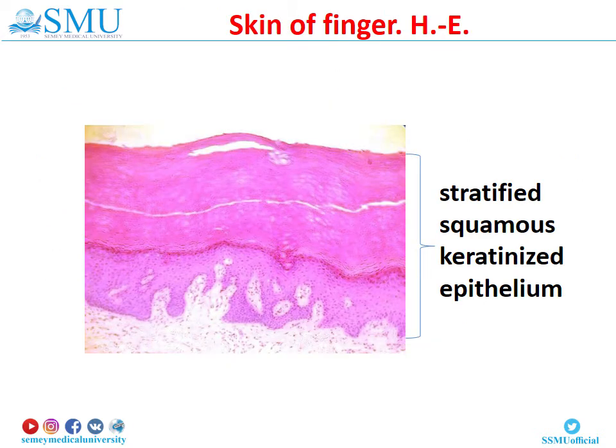In this slide you see skin of finger stained by hematoxylin eosin. Upper part of skin is epidermis. Its epithelium is stratified squamous keratinized.